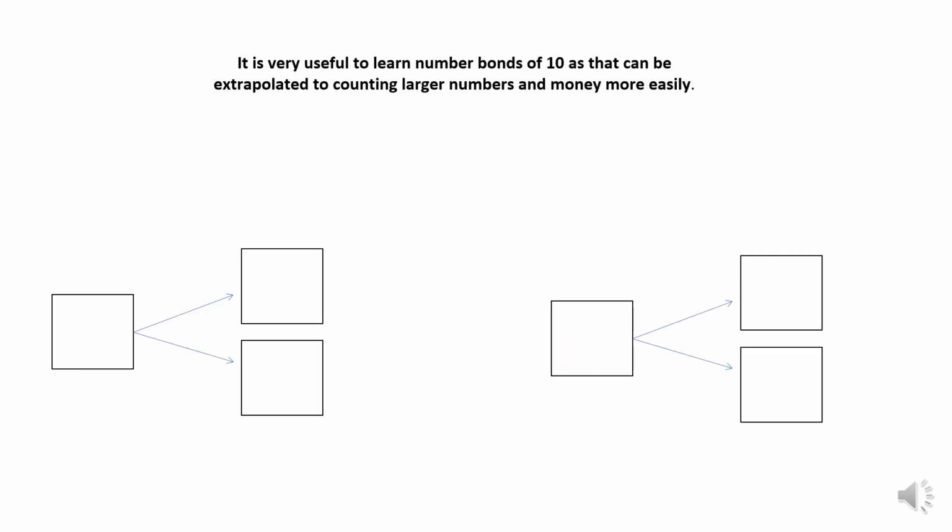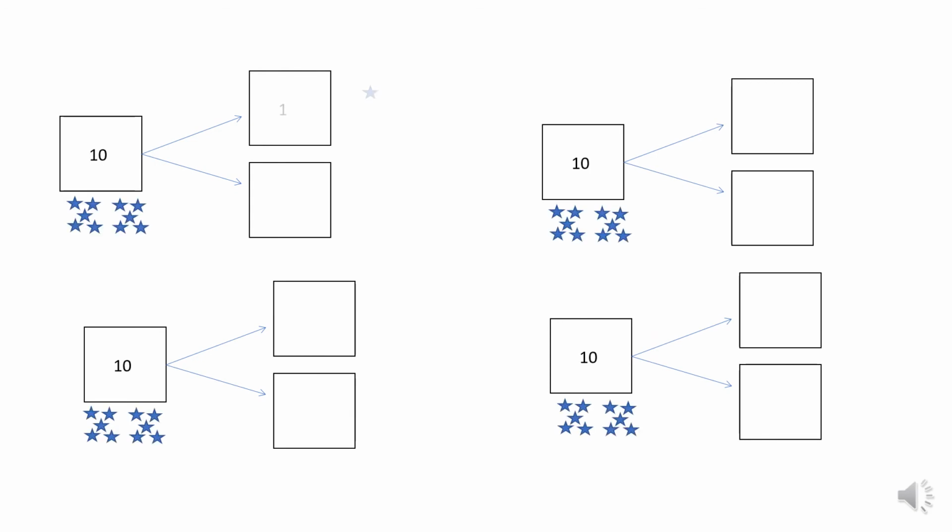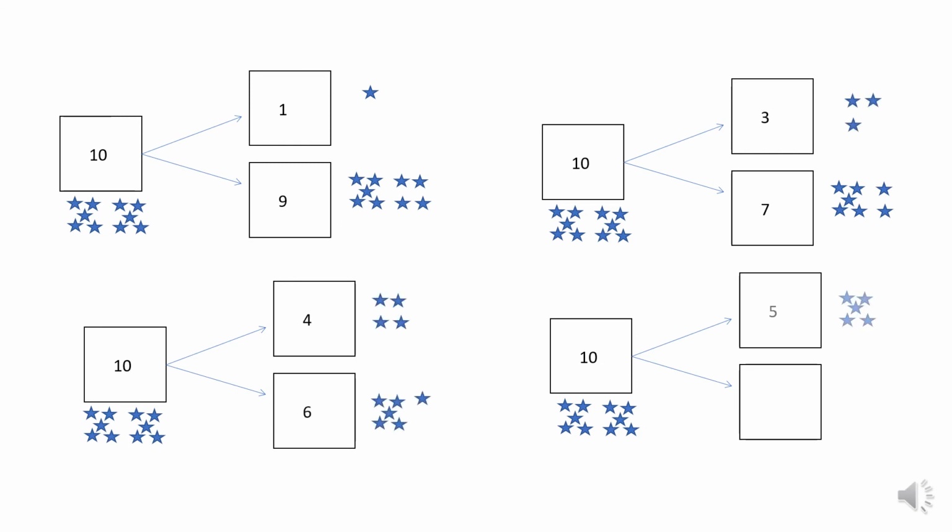It is also useful to learn number bonds of 10, as that can be extrapolated to counting larger numbers and money more easily. As you can see, 10 can be broken down to 0 and 10 or 2 and 8. On this slide, 10 can be broken down to 1 and 9, 7 and 3, 4 and 6, and 5 and 5.